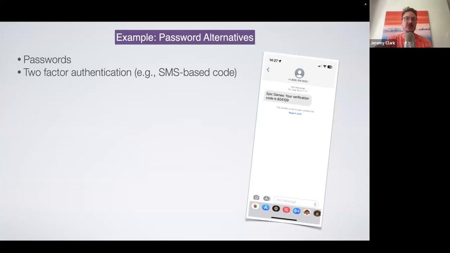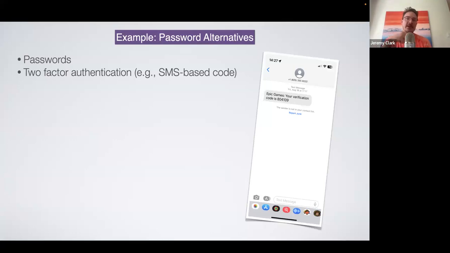Similarly here, the idea is that the password is something you know, and the SMS message is something you have because you need to have your phone. So if someone doesn't have physical possession of your phone, but they know your password, maybe they're somewhere else in the world, they're not going to be able to get into your account without getting that physical possession.